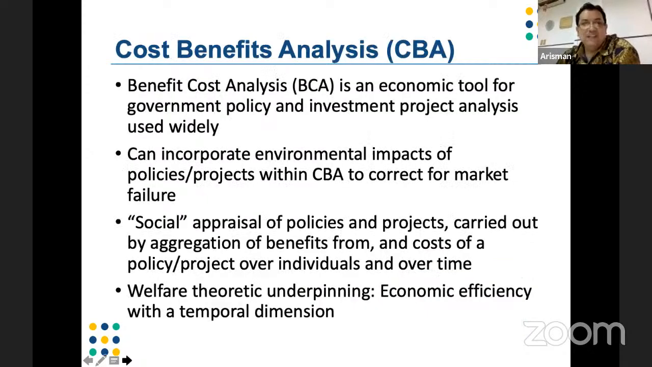And this one is about, after AHP, we also would like to share a very brief introduction of CBA, or cost benefit analysis. Actually, cost benefit analysis is an economic tool for government policy and investment project analysis, used widely already. Of course, this method, CBA, is to correct the market failure. And there's also a component of social appraisal of policy and project, carried out by aggregation of benefits and costs of policy and project over individuals and over time. And welfare theoretical underpinning, economic efficiency with temporal dimension.